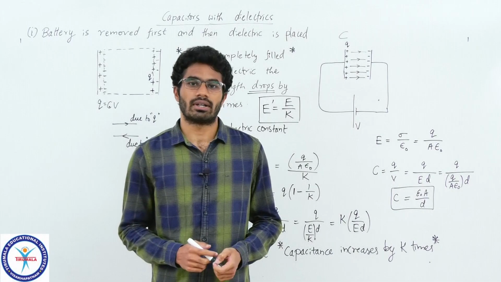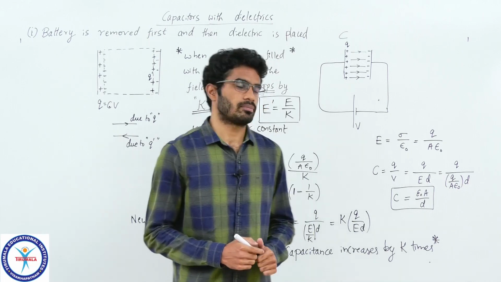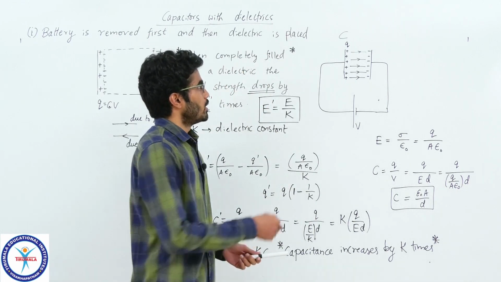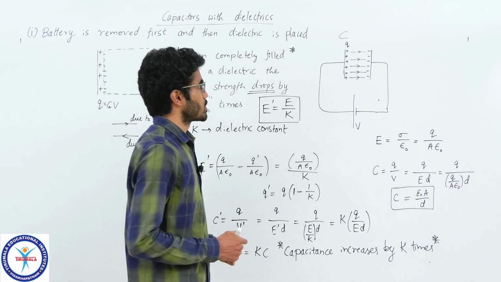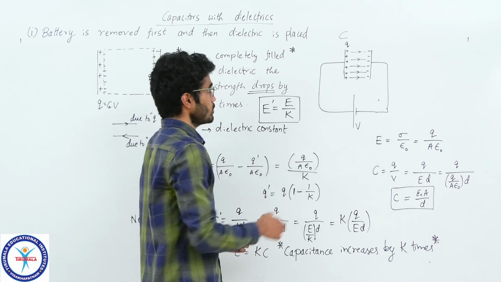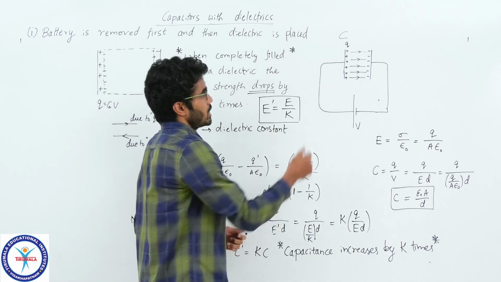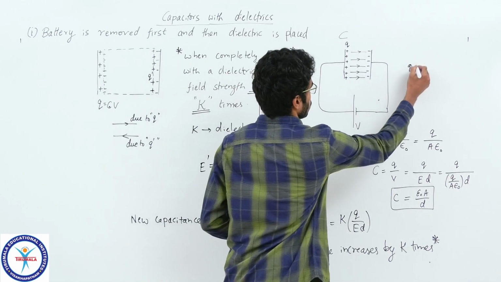Hello students, let us recall some important points related to capacitors and dielectrics. Let us see how a capacitor works first. If it is connected to a battery of EMF V, a charge develops on the inner plates of the capacitors. So that charge here is Q.